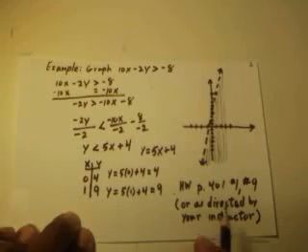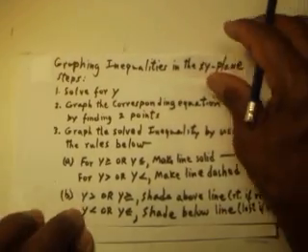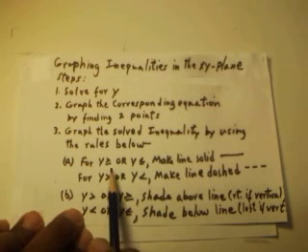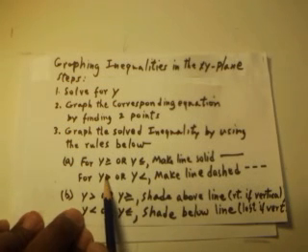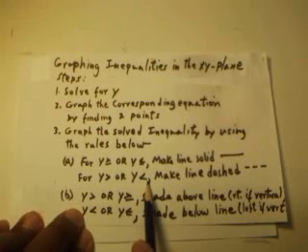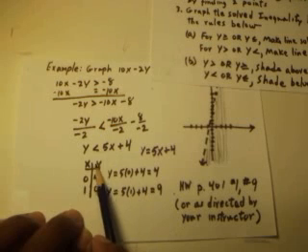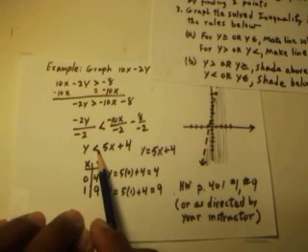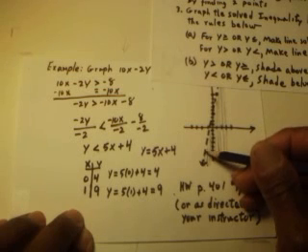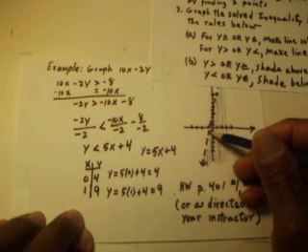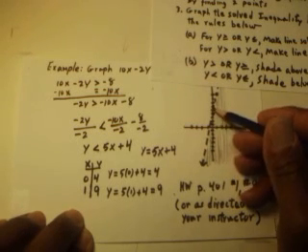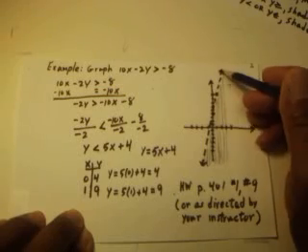Now, to finish my graph, I have to go back to step 3. Step 3, if you have greater than or less than, you make the line dashed. So after I solved the inequality for y, I had less than. So that means my line has to be dashed. So that's what I've done here. I made my line a dashed line.